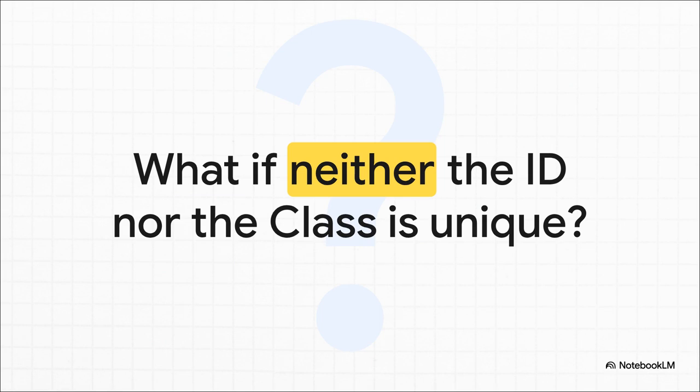And that, of course, leads us to the ultimate cliffhanger. What do you do in those really tricky situations where you can't find a unique ID or a unique class? Well, that's where things get really fun and you start combining multiple attributes to build your own unique selector. But that's a story for another time.